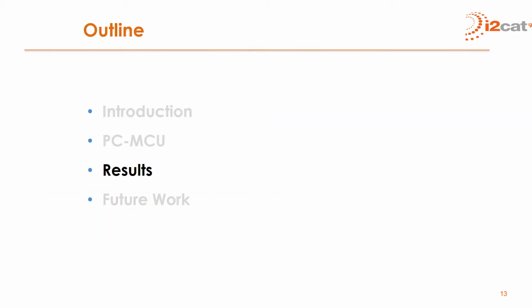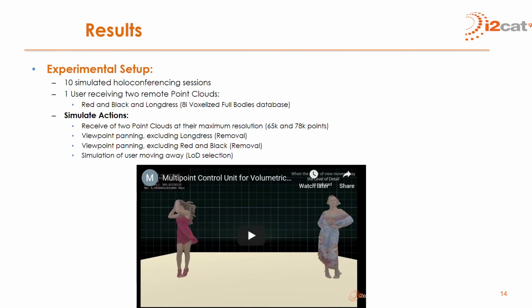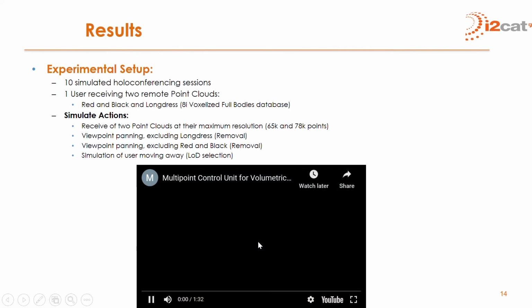The results that we have obtained have been calculated considering this experimental setup. We have run 10 simulated holoconferencing sessions. In every holoconferencing session, we have simulated that one user is receiving two remote point clouds that in this case are represented by red and black and long dress from the 8i voxelized full body database. In order to make sure that we are able to evaluate all the functionalities that we have explained before, we have prepared a set of simulated actions that are shown in these videos.